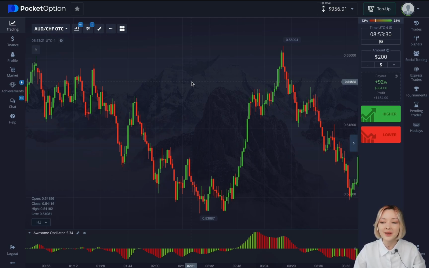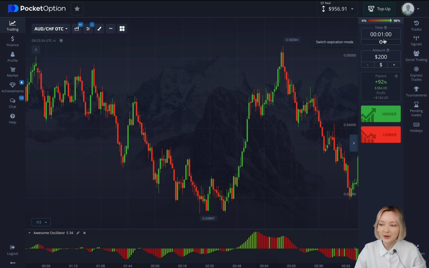We're gonna try to at least double the initial deposit using this oscillator's signals. As you could have already guessed, this indicator is a signaling kind, so it's pretty easy to trade with it. All you gotta do is follow a few simple rules that I'm gonna be talking about in this video. Let's not beat around the bush.